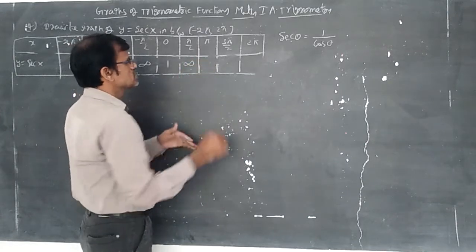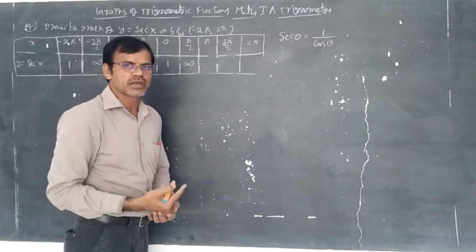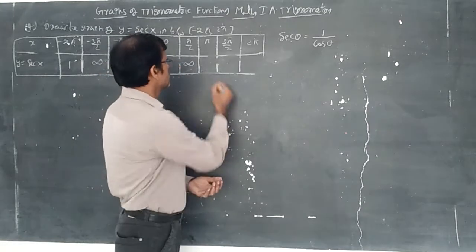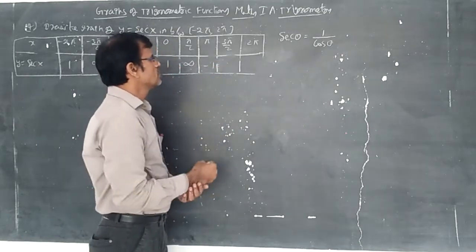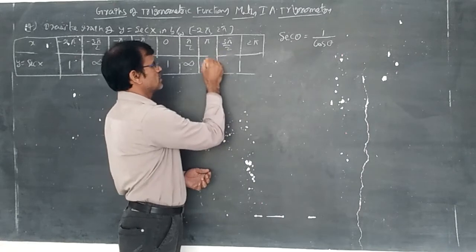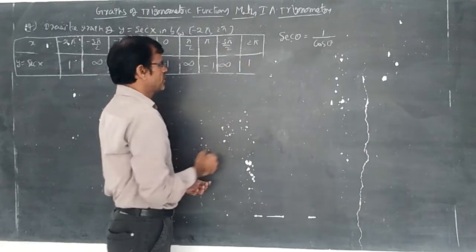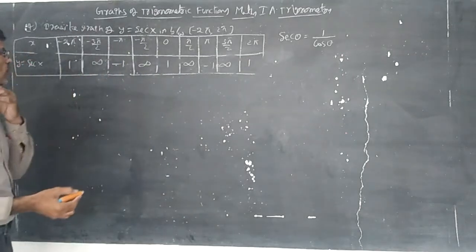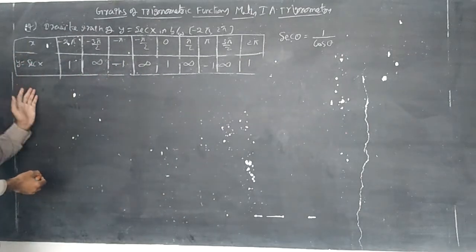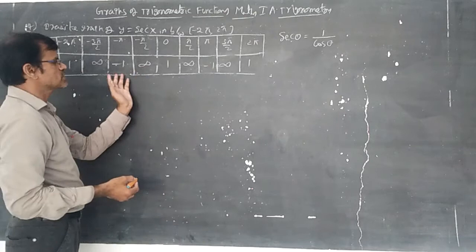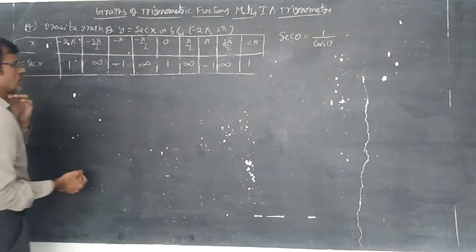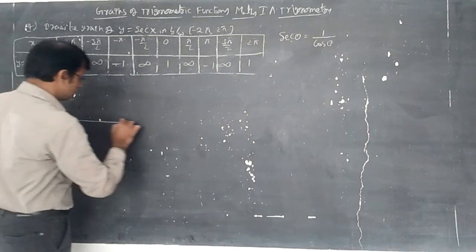And secant pi is equal to 1 by cos pi. Cos pi we discussed yesterday, it is minus 1, so 1 by minus 1 is minus 1. At odd multiples of 90, cos equals 0, so this is 1 by 0, infinity. So the values here are 1 and minus 1. From minus infinity to infinity is there, but between minus 1 and 1 we are getting the graph.